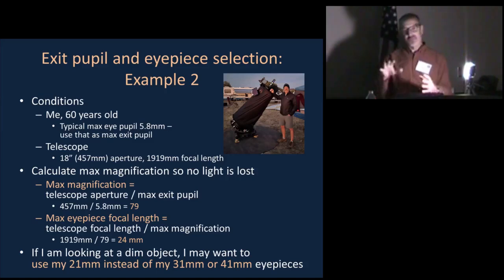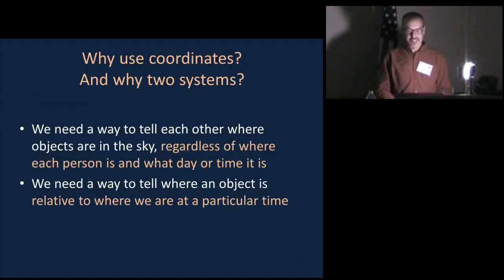Well, I mentioned before that 24-25 range, that's pretty much the most common eyepieces out there. And if I'm looking at an object, instead of pulling out my 31 or 41 millimeter eyepieces, which I do have, if it's a dim object, I might want to pull back to my 21 millimeter eyepiece and see if I can see things a little better with that. So, some considerations. This is a little advanced. That's not the first thing to worry about, though. All right, any questions about that before I start talking about coordinates?